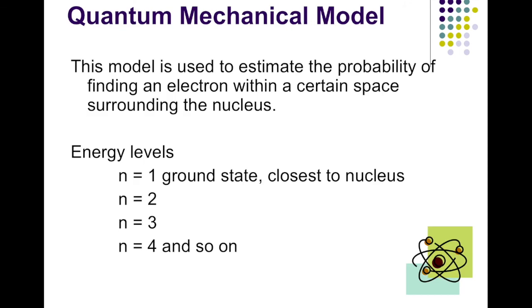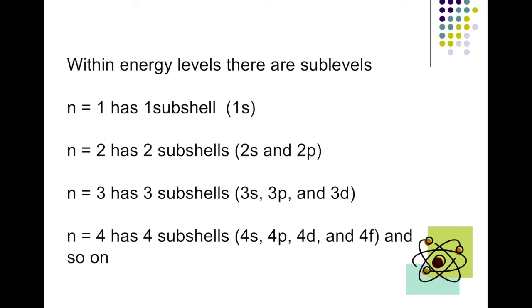Now here's a look at the quantum mechanical model. This model is used to estimate the probability of finding an electron within a certain space around the nucleus. So there are specific energy levels. The ground state, or at least the closest to the nucleus, is n=1. And then you can go up to n=2, n=3, n=4, and so on, up to about n=7 and 8. n=8 is a little bit questionable because we only go down to 7 periods, which has 7 different levels for electrons.